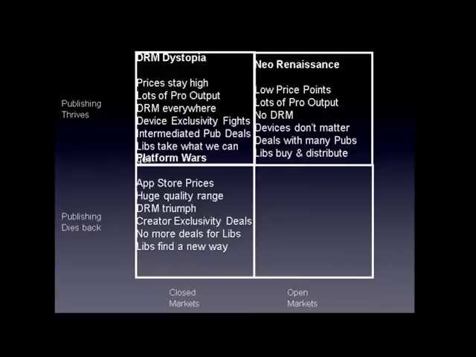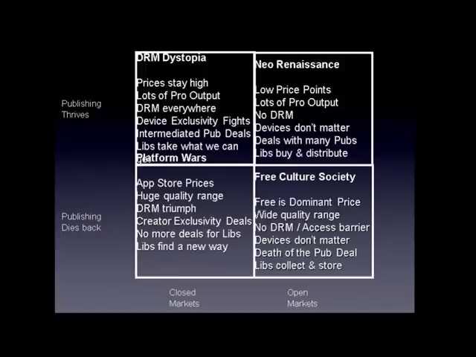You'll have to see deals with all kinds of different publishers, and basically, this is kind of where we're at now, where libraries will be buying and distributing content on open markets. Open markets, by default, mean no DRM. So that means, in the absence of DRM, that if a library wants to purchase some content, they just need to make a deal with someone who's selling it, and then they can put it on their website and distribute it freely.